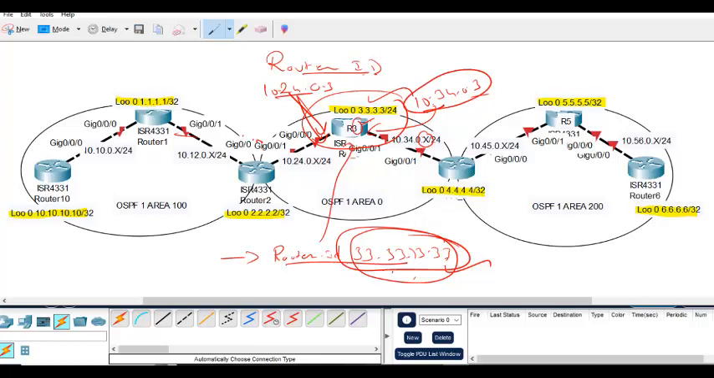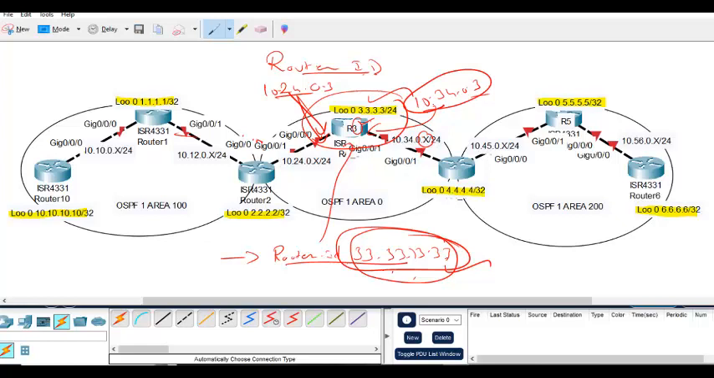Arjun, I am repeating. You can assign a number in this format. For example, 33.33.33.33. This is just a number. This is just an ID. If this 33.33.33.33 is there on any interface, no problem. If it is not there also, no problem.